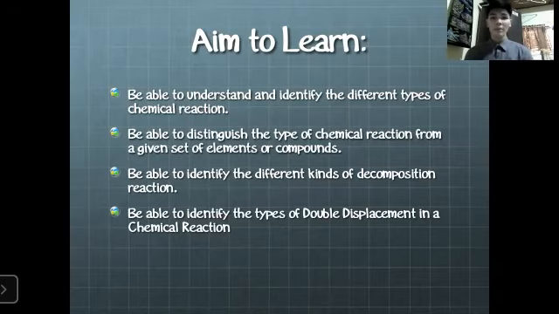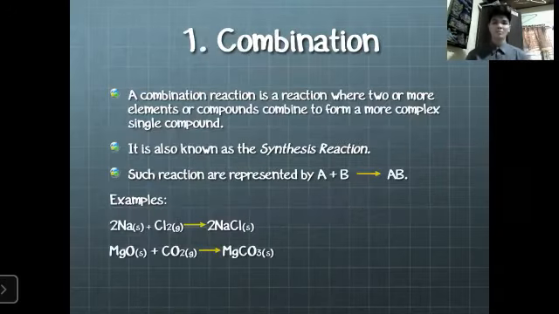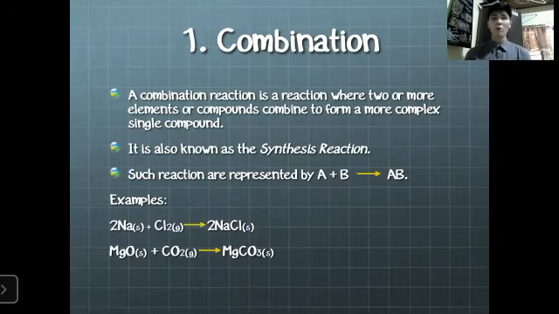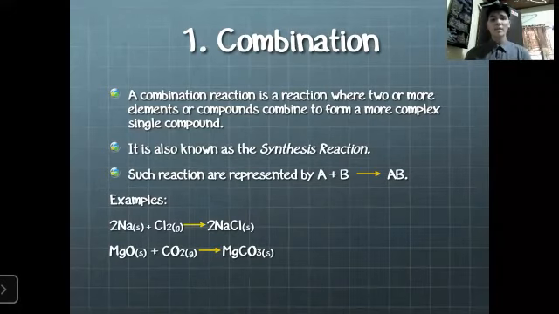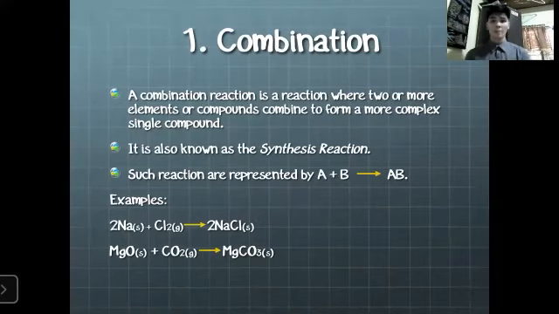Moving on to number 1, combination. A combination reaction is a reaction where two or more elements or compounds are combined to form a more complex compound. So, the word itself, combination, comes from the root word combine; we are combining compounds or elements. It is also called a synthesis reaction, where its general form is A plus B yields AB.